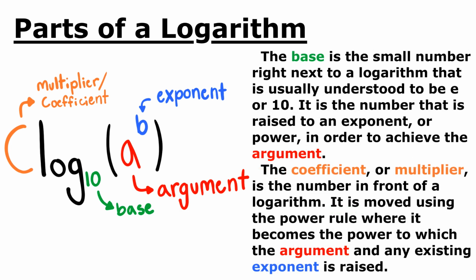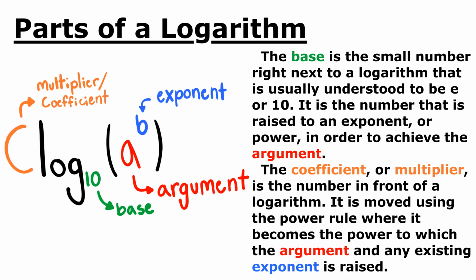Moving on, the base is the small number right next to the logarithm that is usually understood to be e or 10, though it can be different things. It is the number that is raised to an exponent or power in order to achieve the argument.